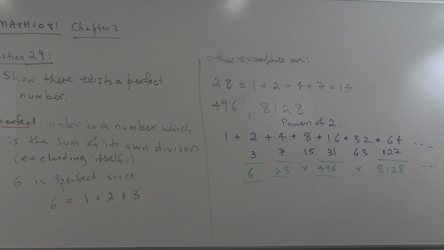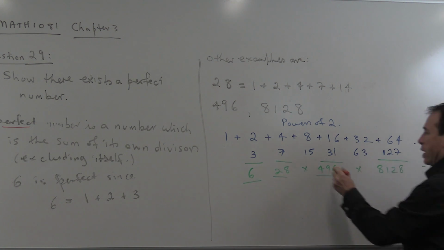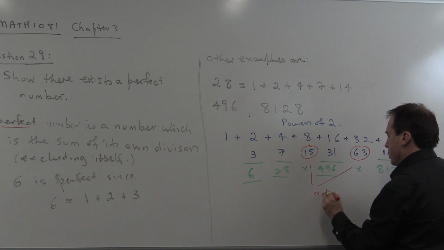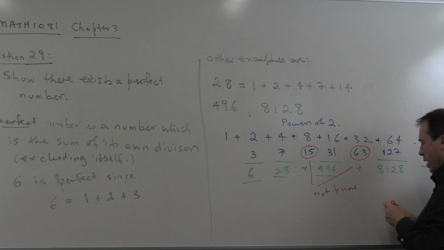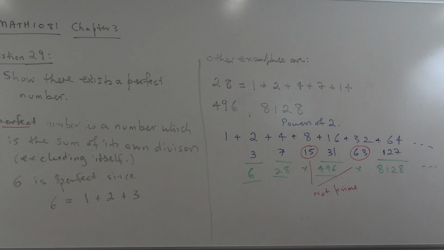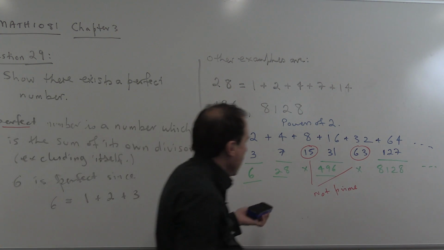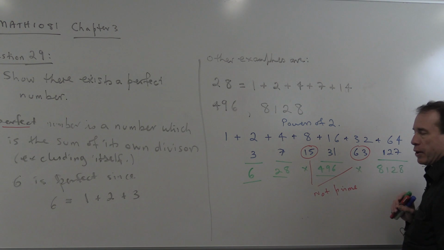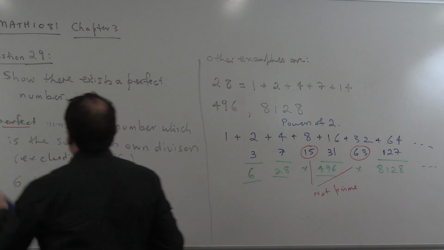And if you stare at the numbers for a bit, you might begin to realise that these numbers, 3, 7, 31 and 127, are all rather special because they are all prime numbers. Whereas these ones are not prime. These numbers are not prime. So we feel, I'm not proving anything here, but we feel a sort of result coming on here. We feel a theorem coming on that this method will give you even perfect numbers provided the numbers you get here are prime numbers.